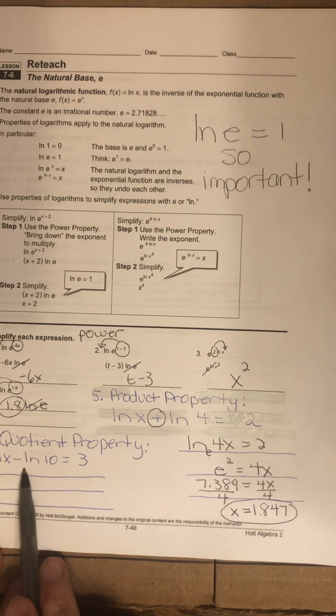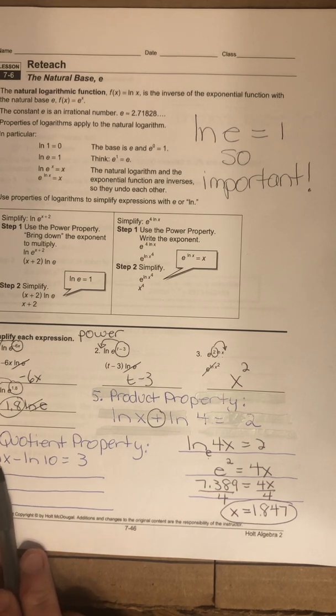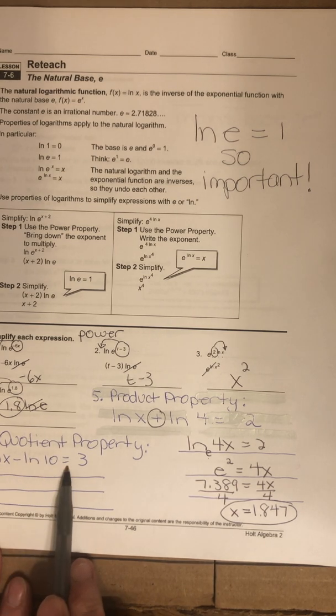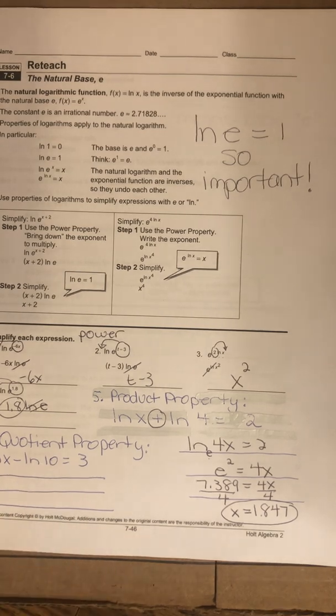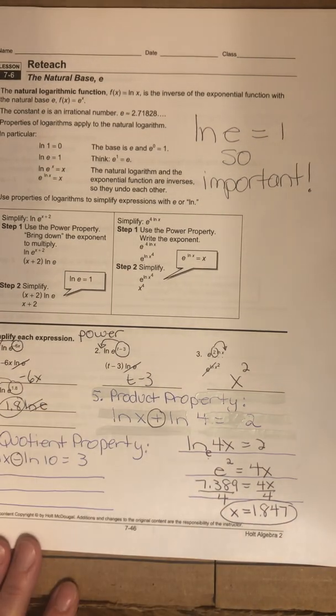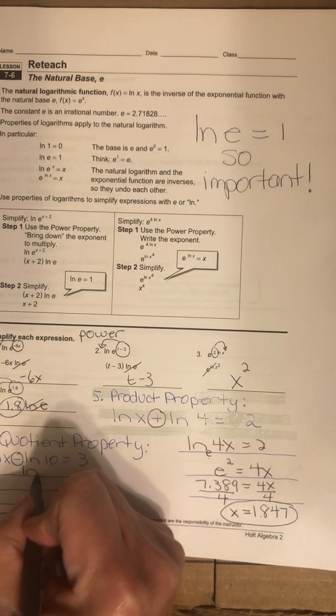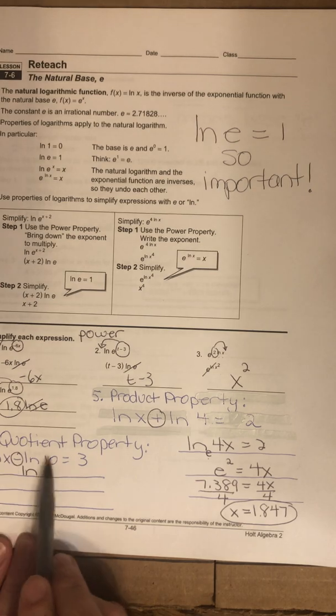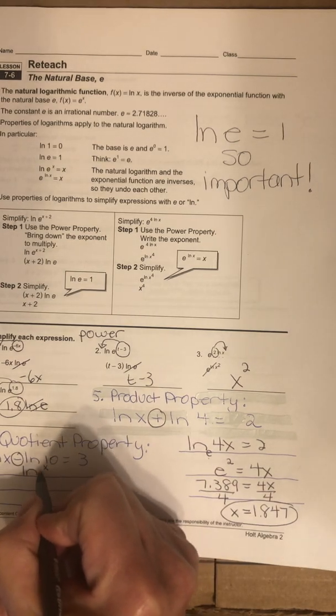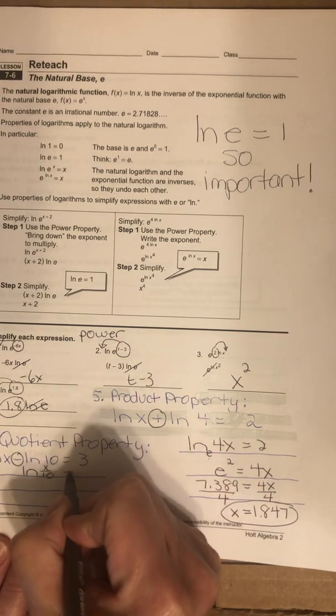Let's look at the quotient property. We have natural log of x minus natural log of 10 equals 3. I need just 1 natural log to solve this problem more easily. With the minus sign, I can see this is the quotient rule. So I'm going to write 1 natural log of x divided by 10 equals 3.